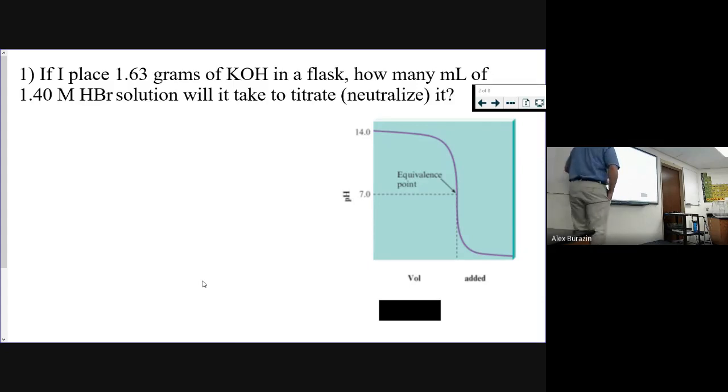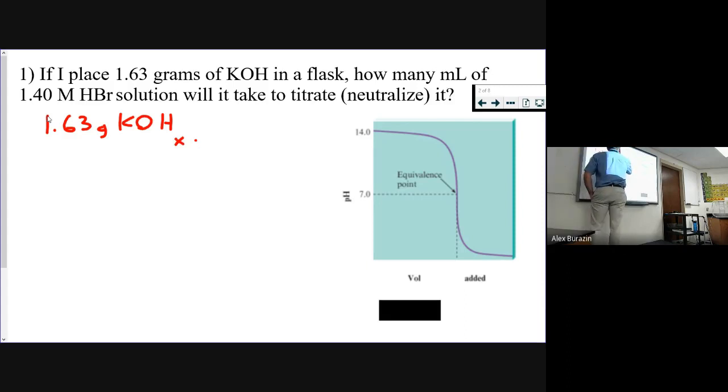What do we know about the base? No, I'm saying like in the problem. What did they give me? I know I have 1.63 grams. I'm going to start right there. Now, eventually, I want to get to milliliters of acid. I'm going to need to do a whole lot of converting to end up over there. Okay? I'm at grams of base right now.